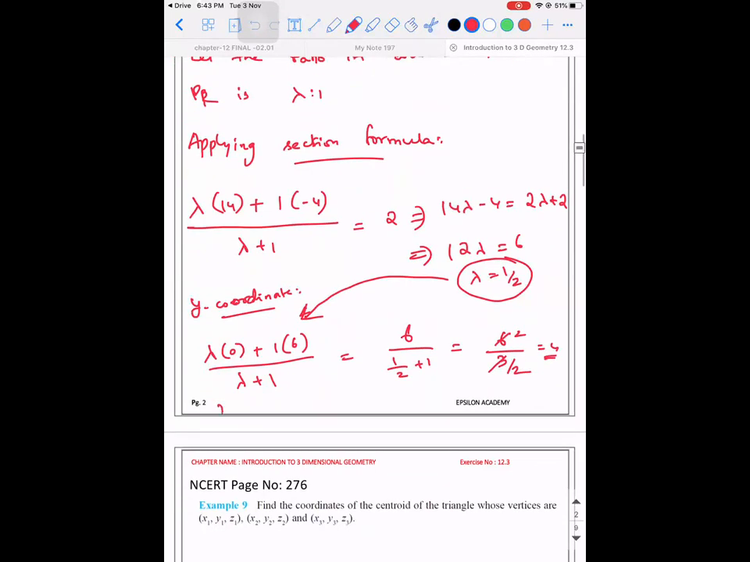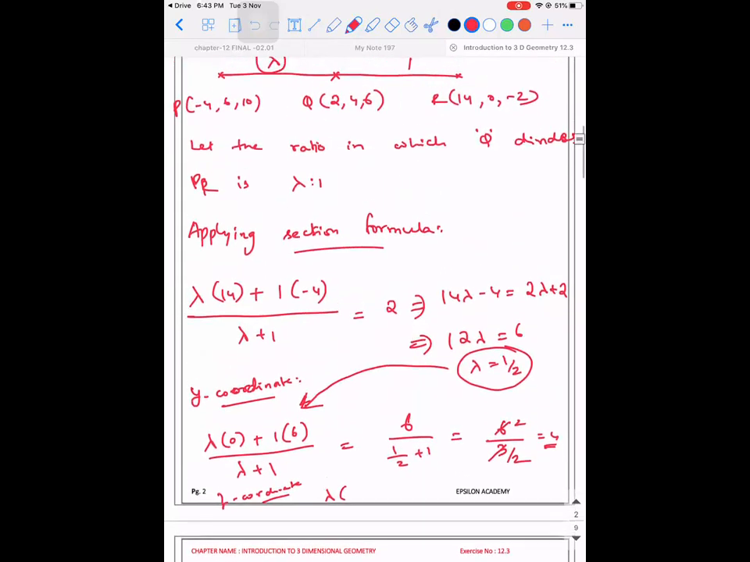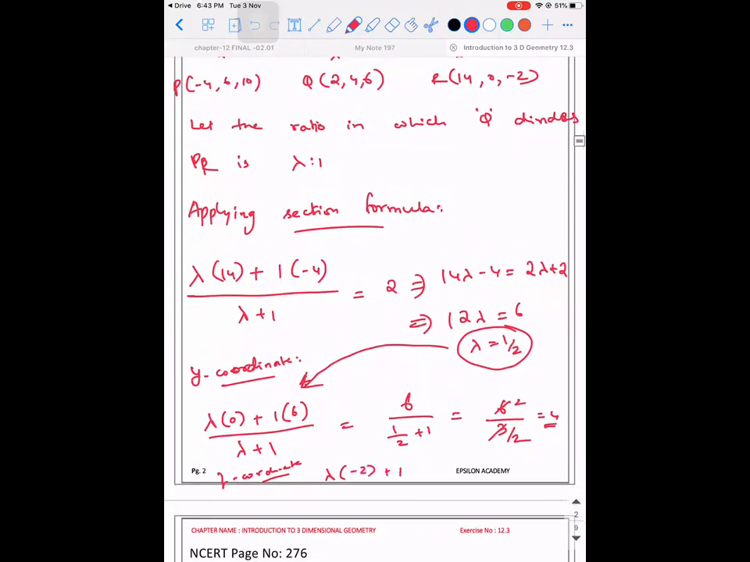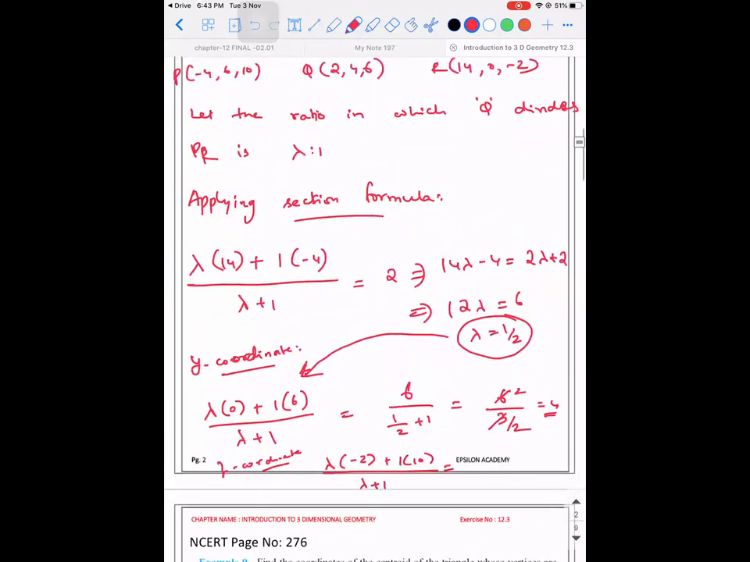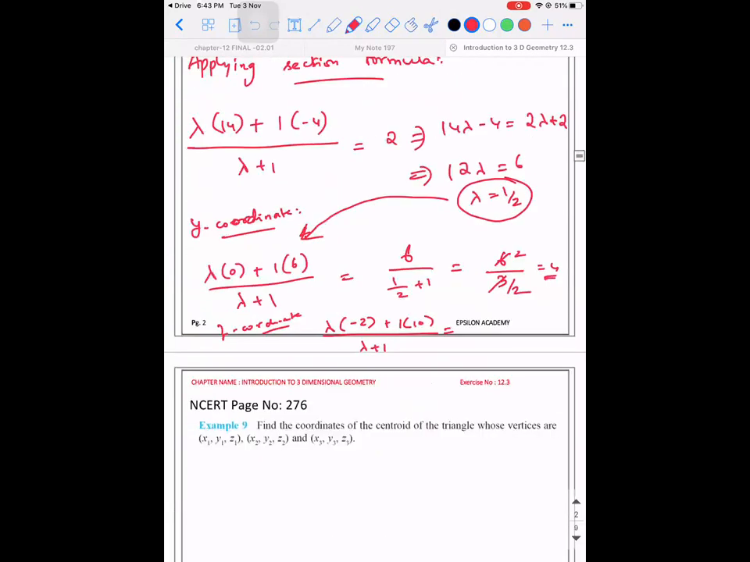Similarly, if I take the z coordinate and apply the same logic, lambda into minus 2 plus 1 into 10 divided by lambda plus 1 is equal to, how much should it come? It should come out 6. Check, no? Substitute lambda is equal to 2 and see. Minus 1 plus 10 divided by 3 by 2. So 9 by 3 by 2 is 6. So from this we can conclude that the 3 points are collinear. Got it?